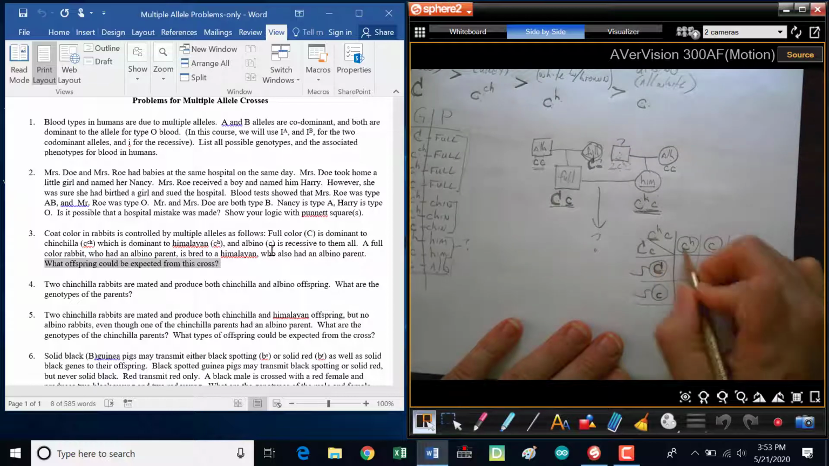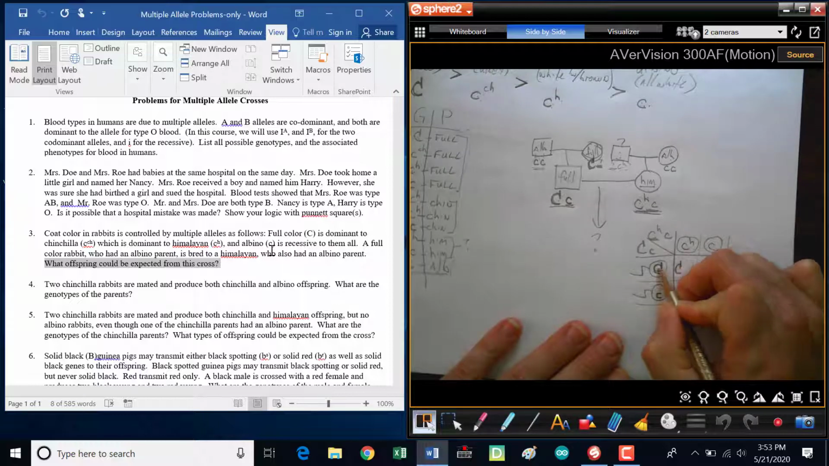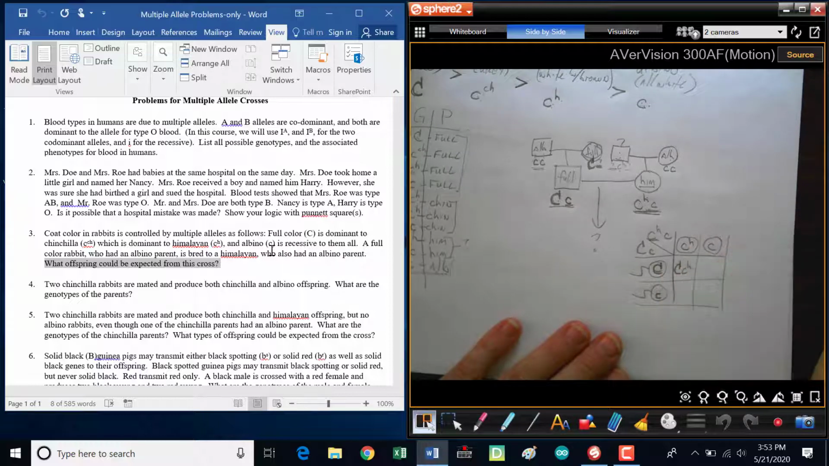If this sperm met this egg, that would produce an offspring that had a full color gene from dad and a Himalayan gene from mom. It would actually still look full color. So our genotype ratios and our phenotype ratios we're going to write down later.